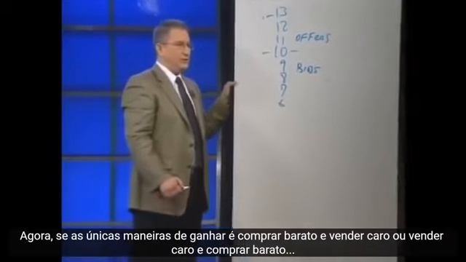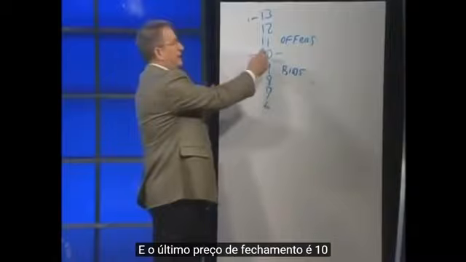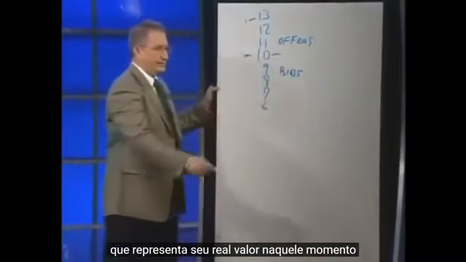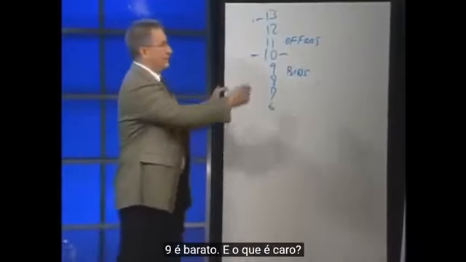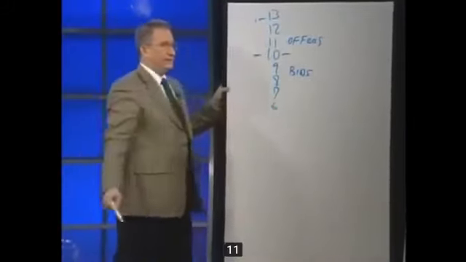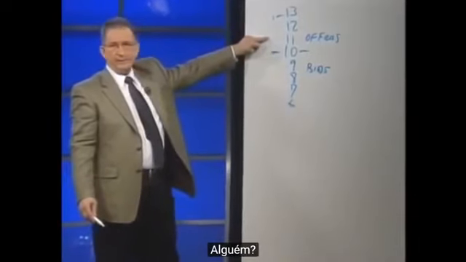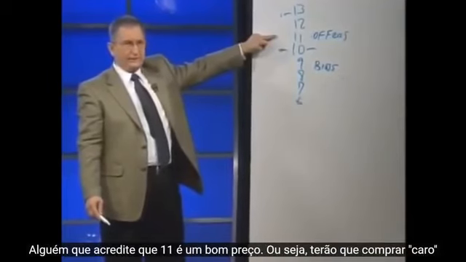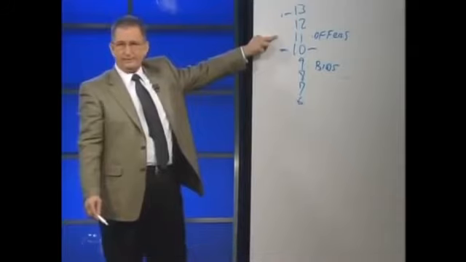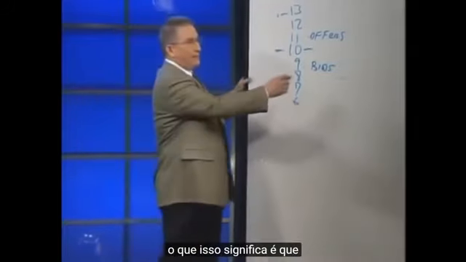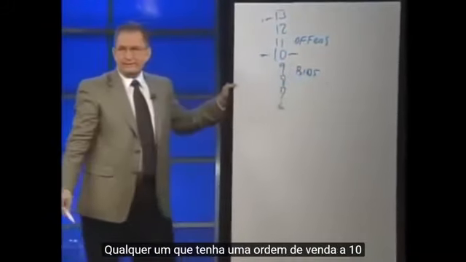Now, if the only way that you can make money is to buy low and sell high, or sell high and buy low, and the last posted price is 10, which represents the value at that moment, then what's low? 9 is low, and what's high? 11. What's the only way that it can get to 11? Somebody thinks 11 is a good price, meaning they have to buy high relative to the last price, right? So basically, this also means that all the offers at 10 have to be taken out, do they not?